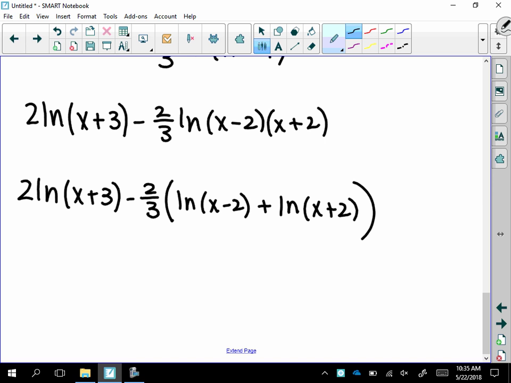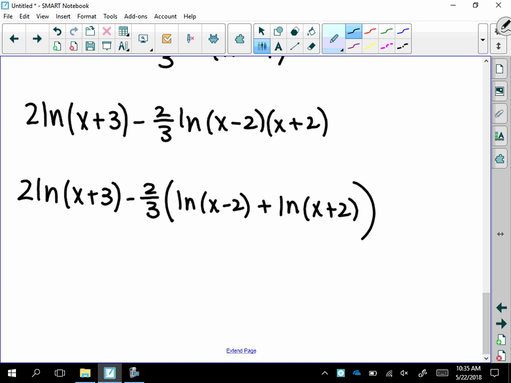Wait, so if you didn't write it with parentheses, would the negative 2/3 go on both? Yes, it goes on each of those natural logs. But you can leave it with parentheses. The only reason you would need to know that is if it were a multiple choice question. You'd have to try and match your answer.